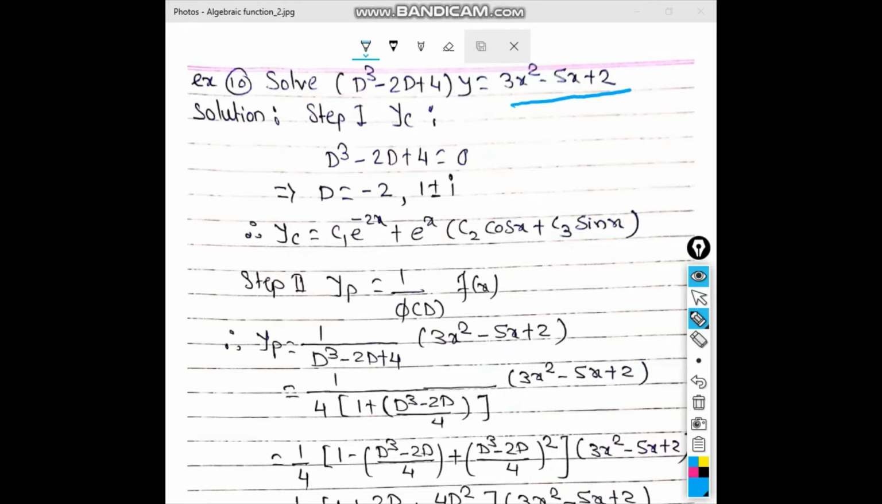We are going to see an example. By example, we'll see the method. So the question is: solve d cube minus 2d plus 4 of y is equal to 3x square minus 5x plus 2. Step 1 is not new to you. Yes, I know all of you can do it. First, we consider the auxiliary equation. The auxiliary equation is d cube minus 2d plus 4 is equal to 0.